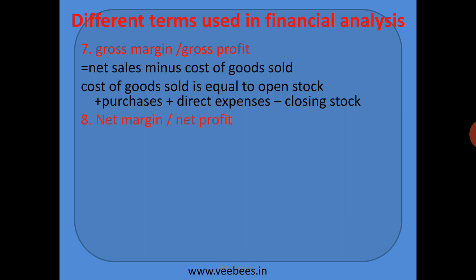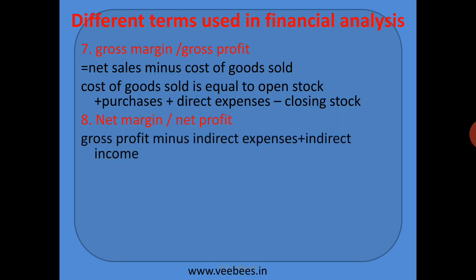The next one is net margin. Net profit. We know what net profit is: gross profit minus indirect expenses plus indirect income. We already know net margin or net profit. Then another term is operating profit. Operating profit means gross profit minus operating expenses.